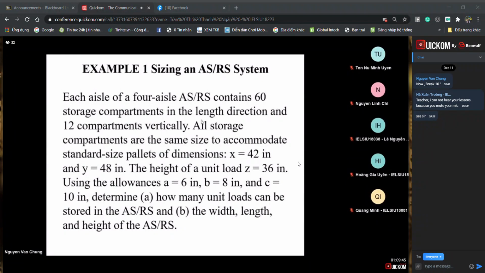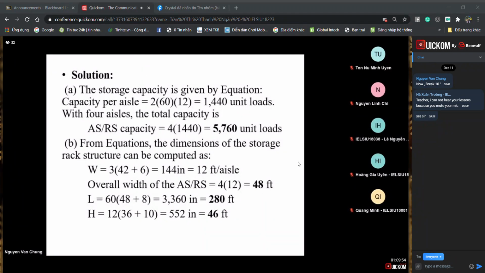Now, here the storage capacity is given by the equation. It is the capacity per aisle. Here you have a capacity of 1,440 unit loads, because this is for only one aisle. With 4 aisles you need to multiply by 4, like that.